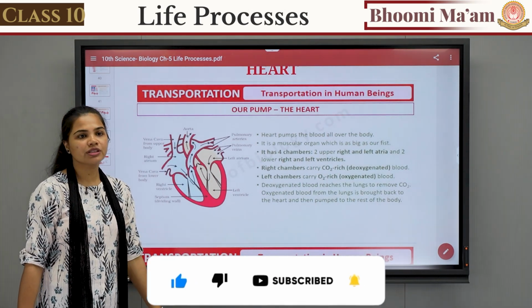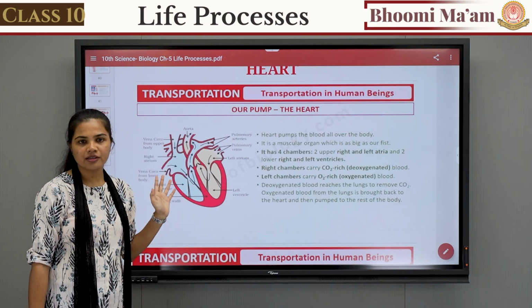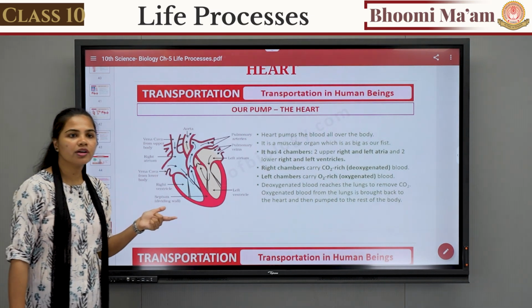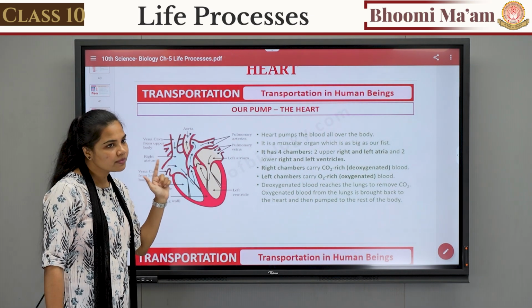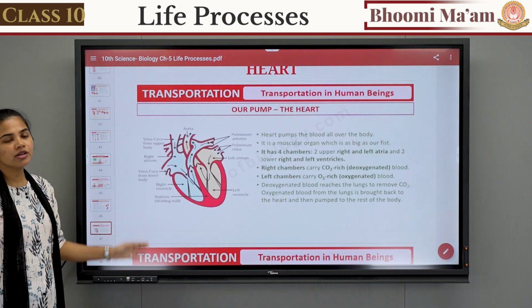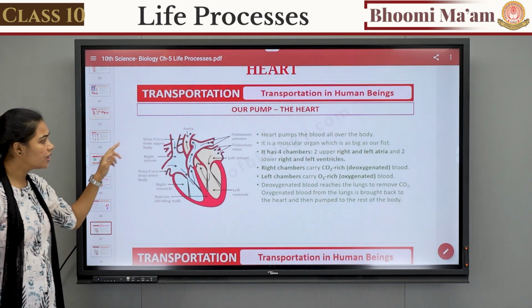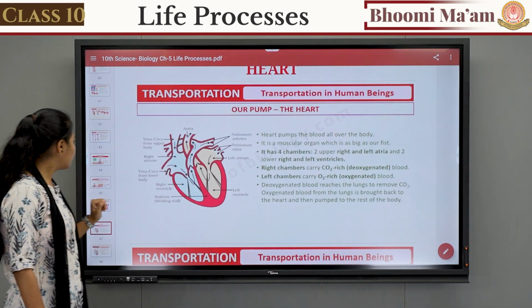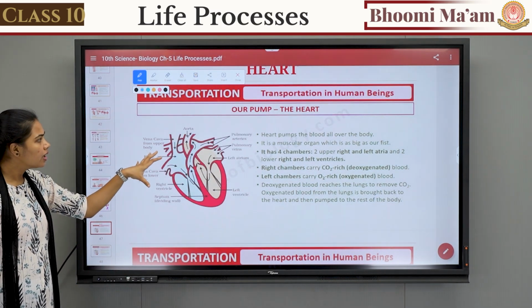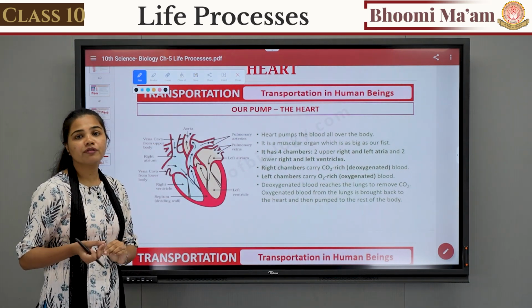So today we are going to study one of the components of the transportation system, that is the heart, right? We have already covered the blood. Next component of the transportation system is the heart, right? So we will see the structure of the human heart. First of all, we will discuss some points related to the labeled parts in this diagram. One by one we will study this. So let's start with the different parts of the heart. Before that, we will see the major function of the heart.